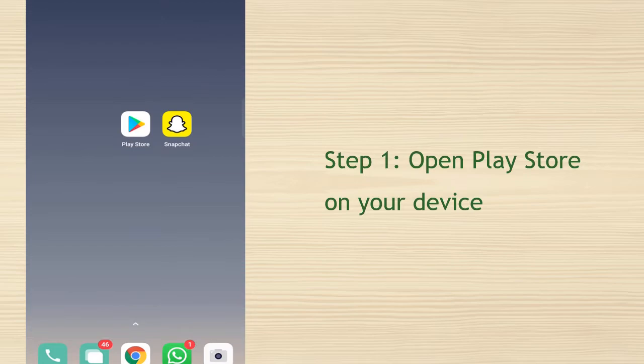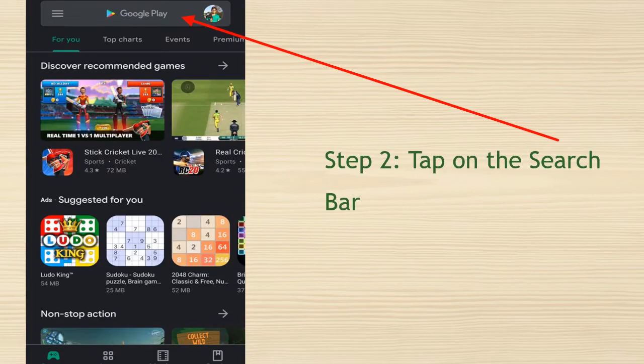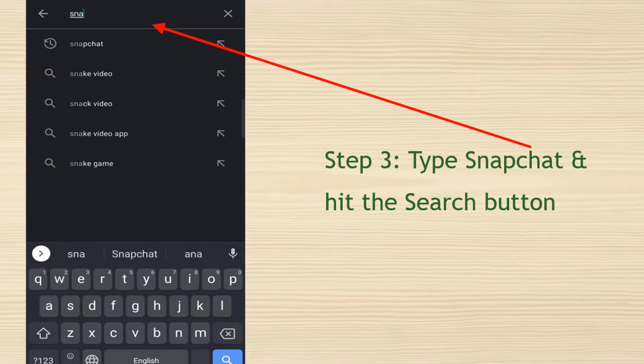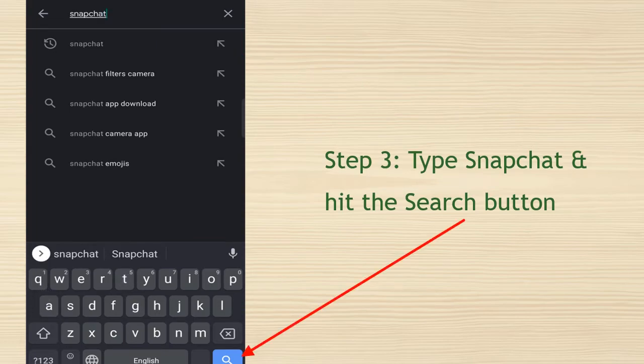Step 1. Open Play Store on your device. Step 2. Tap on the search bar. Step 3. Type Snapchat. Hit the search button.